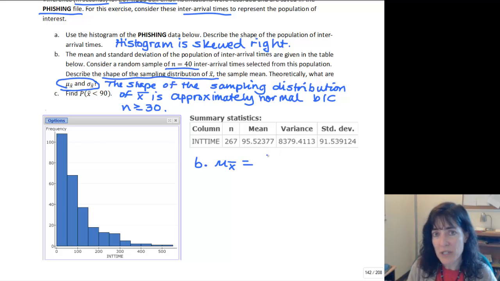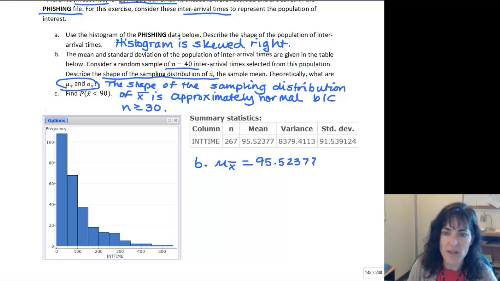And remember, that's just going to be our population mean, and it's 95.52377. And then the other part was to find the standard deviation for our X bar, and that's going to be the standard deviation, so 91.539124, and we're going to divide by the square root of 40 because that's our n. Work it from here.